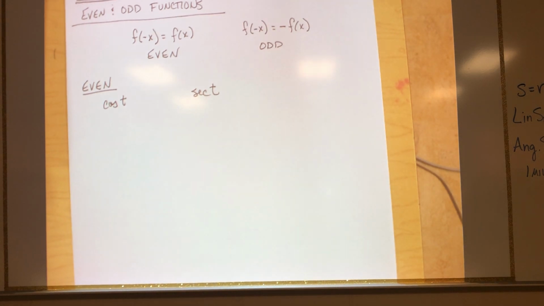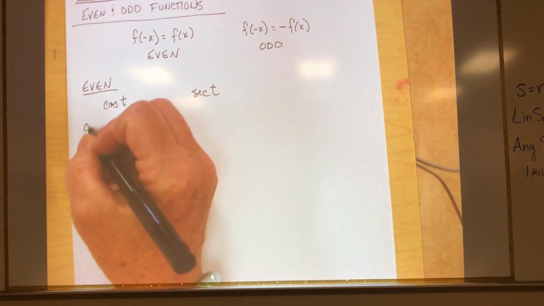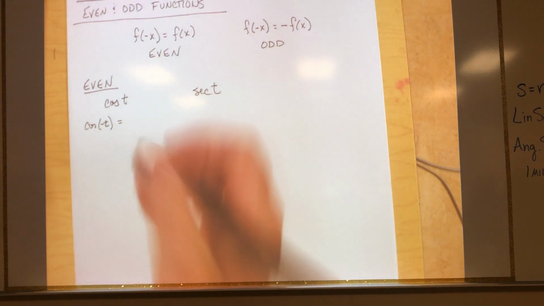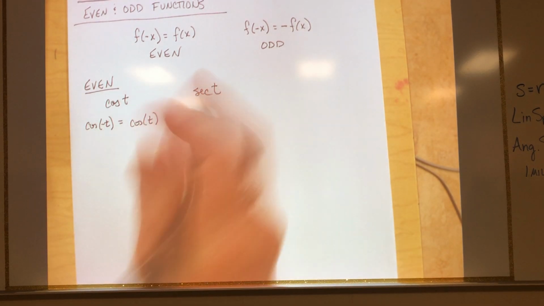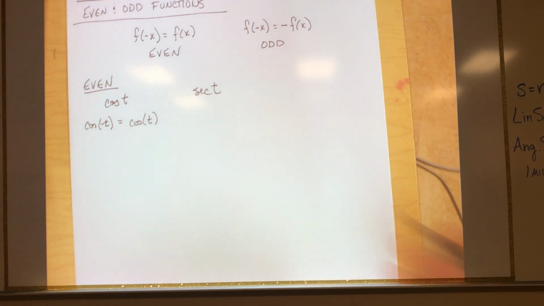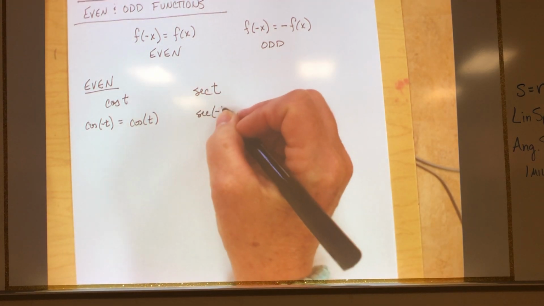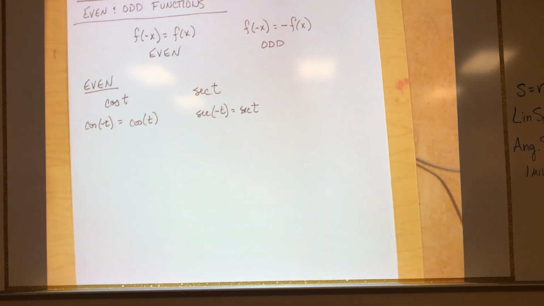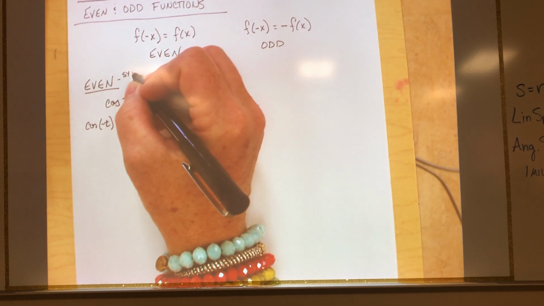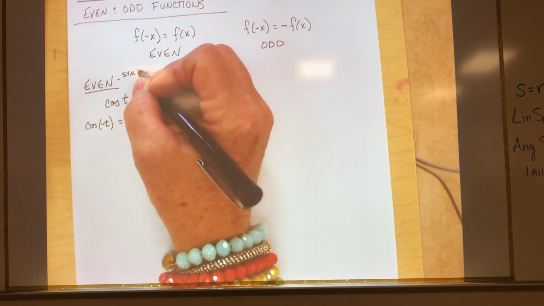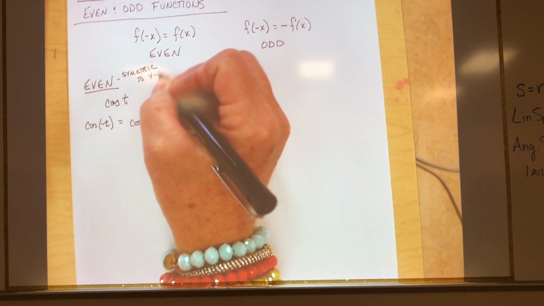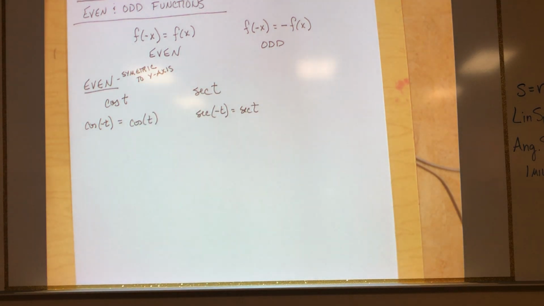All right, so what does that mean? That means that the cosine of negative t is equal to what? Cosine of t. Yeah, the cosine of t. The negative just goes away, guys. And also the secant of negative t is equal to the secant of t. Even functions are symmetric to the y-axis.